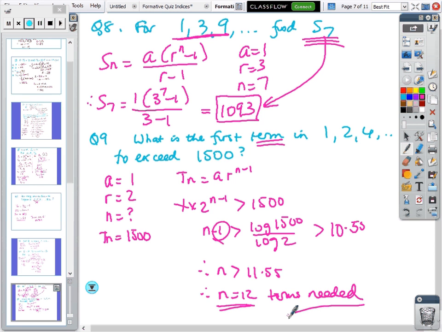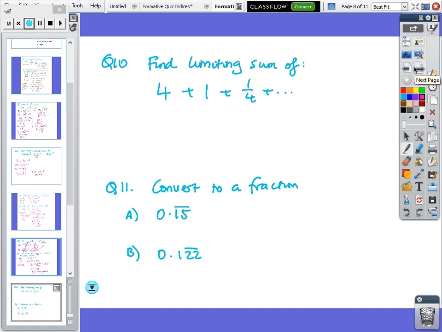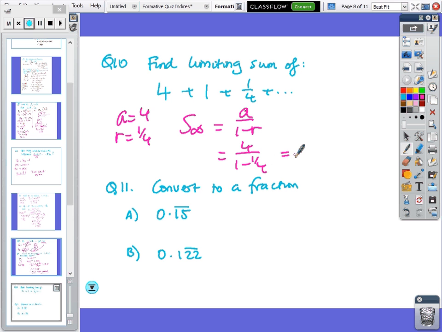Okay, come across when you're ready. Find the limiting sum and then convert to fractions. Let's bang it out. a is 4, r is a quarter, so S infinity equals a over 1 minus r, equals 4 over 1 minus a quarter, which equals 5 1/3.